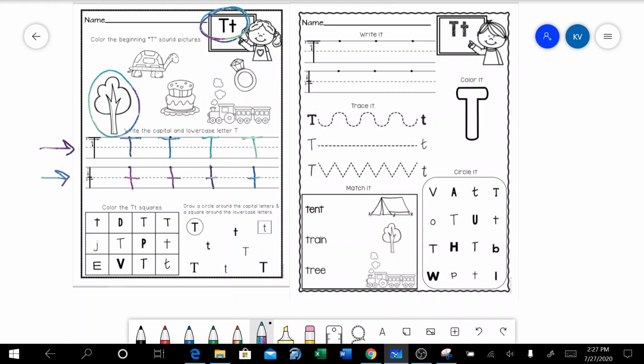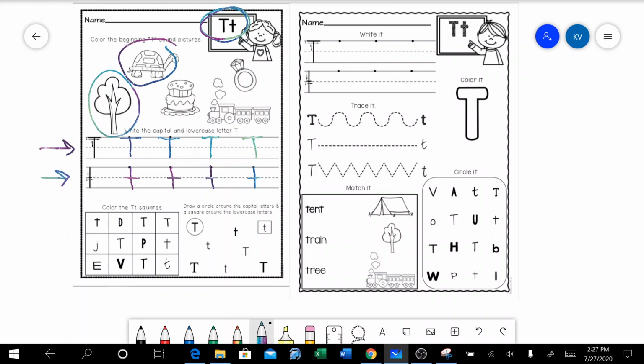Ta, ta, ta, tree. What about turtle? Does turtle start with a ta? Ta, ta, turtle? Yeah, it does start with a T. It starts with a T, so we're going to circle our turtle.